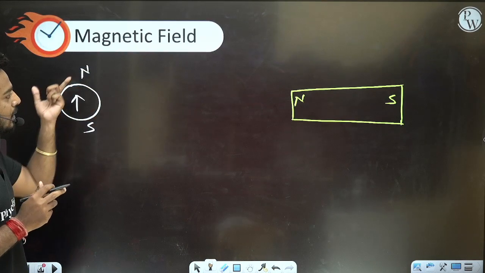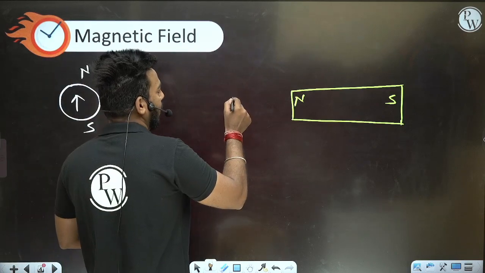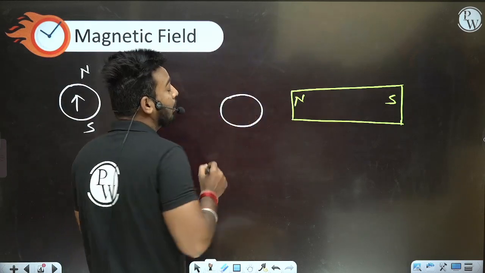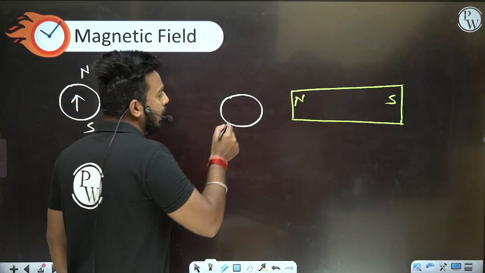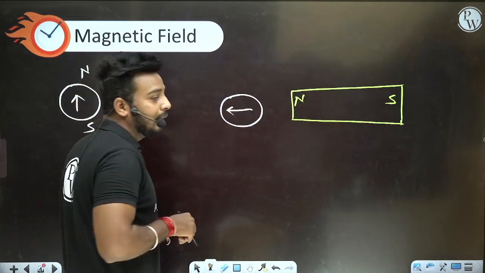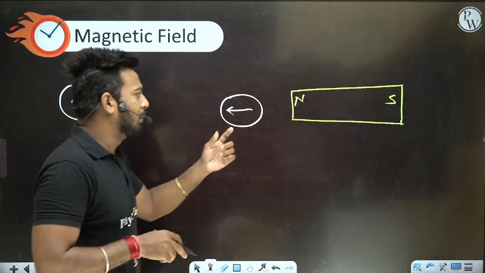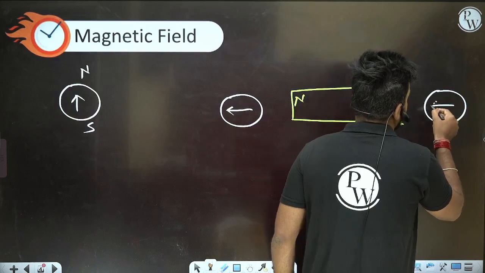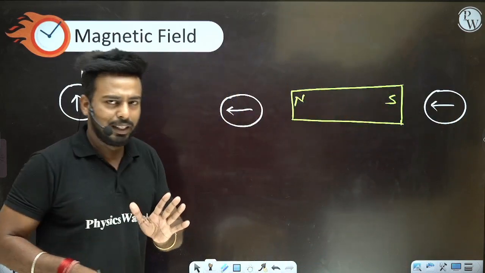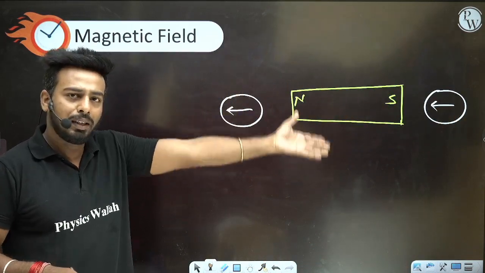If I place this compass here, the compass will be affected by the magnetic field of this magnet, and it will show different deflection. Sometimes it may show the deflection outside the magnet, and sometimes it may show the deflection inside the magnet, depending on the condition. We are going to learn this topic in the next slide.